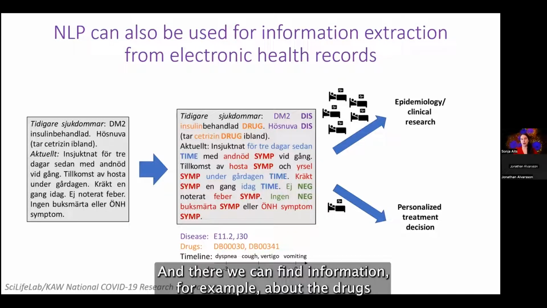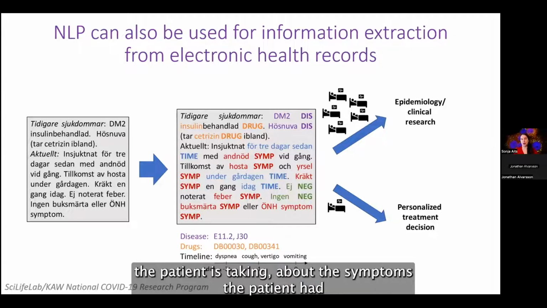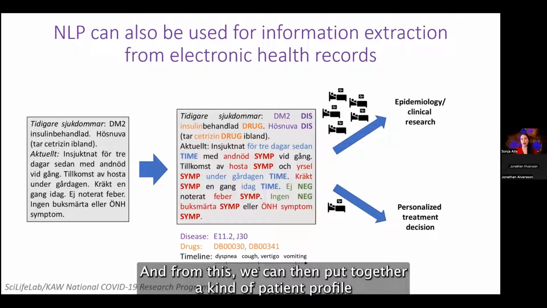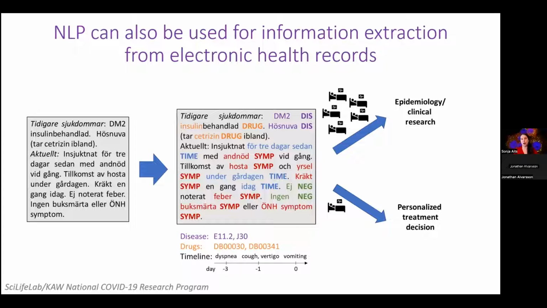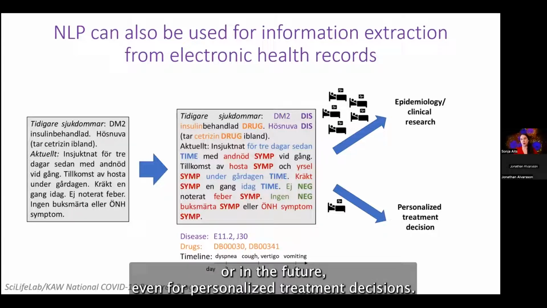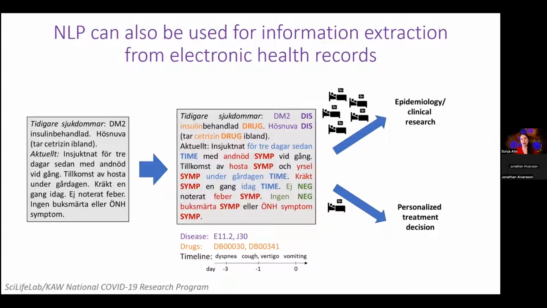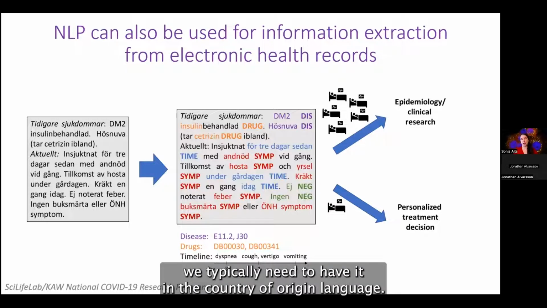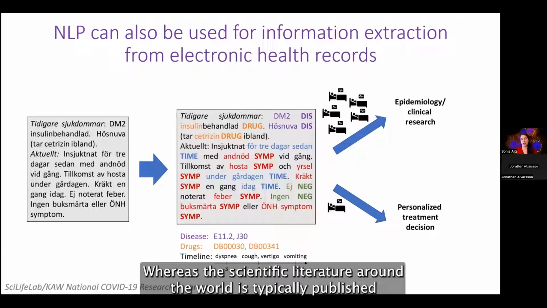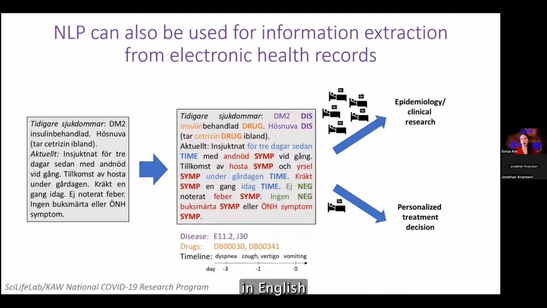There we can find information, for example, about the drugs a patient is taking, about the symptoms the patient had or didn't have, and a time point of these symptoms. From this, we can then put together a patient profile, which we can use for epidemiology and clinical research, or in the future, even for personalized treatment decisions. In this type of data, we typically need to have it in the country of origin language. This means that in Sweden, we would have to have systems that understand this in Swedish, whereas the scientific literature around the world is typically published in English.